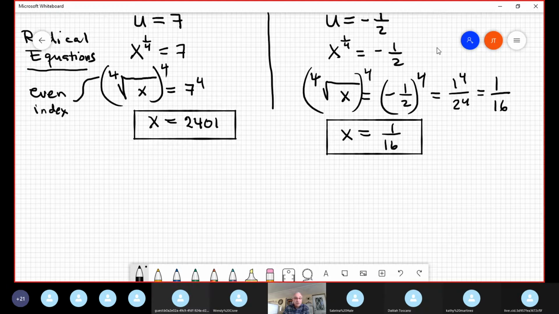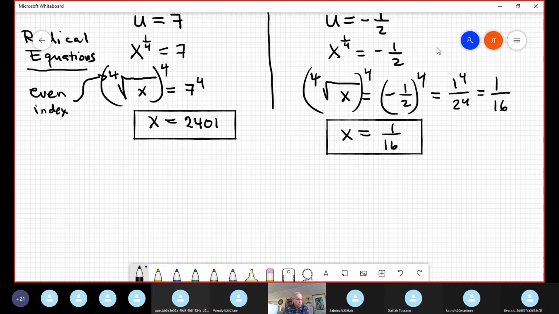And you know that sometimes we have trouble with this. Sometimes no. If it's odd, we never have a problem. But if it's even, maybe yes. You need to verify this solution in the original equation. Let me copy the original equation.